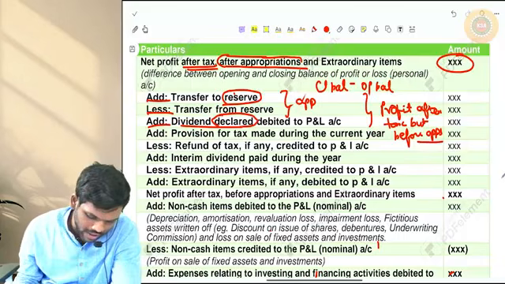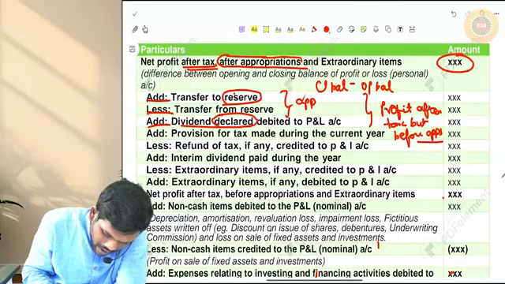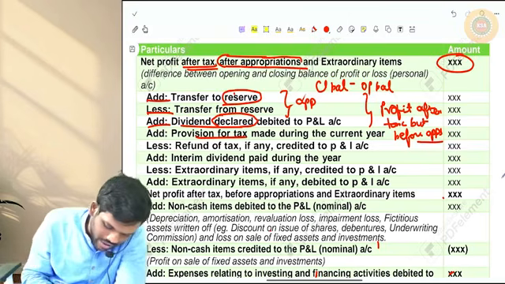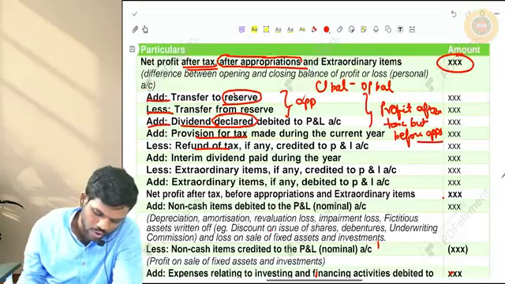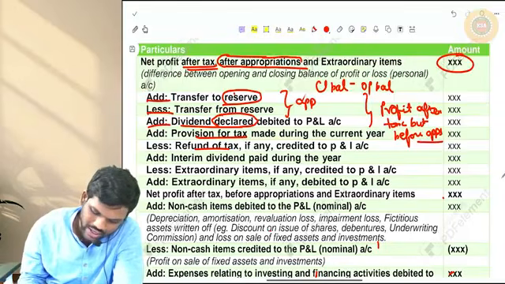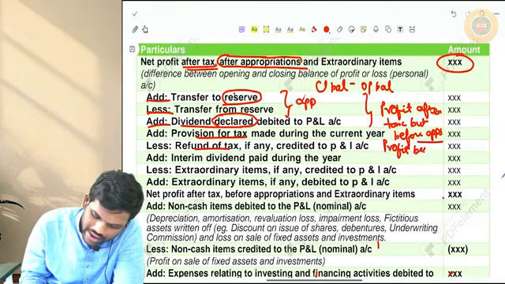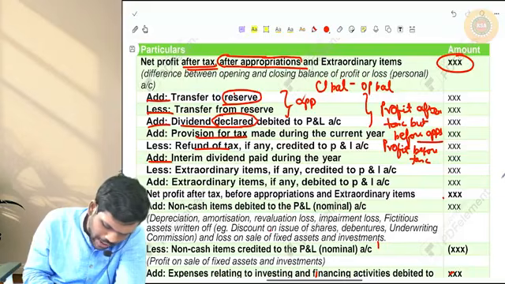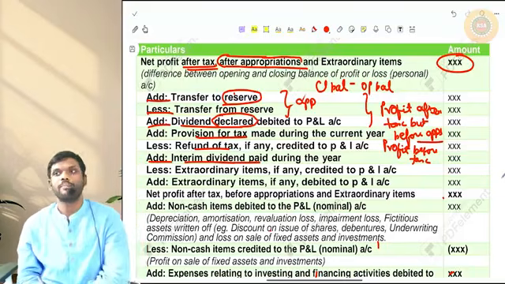Then, once you get profit after tax, whatever tax expense is there, add that back. Sir, I don't have tax expense, but I have a refund. Then subtract that. This will remove the tax also. After doing this, what you get is profit before tax. If there is any interim dividend that you have paid, remove that too. That is also an appropriation that needs to be removed.